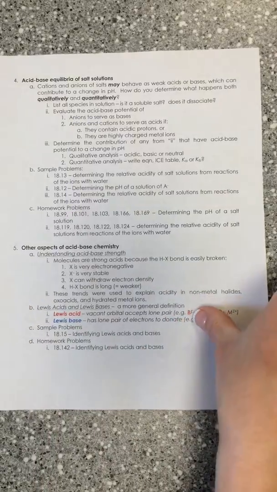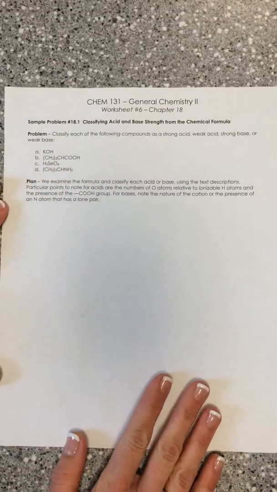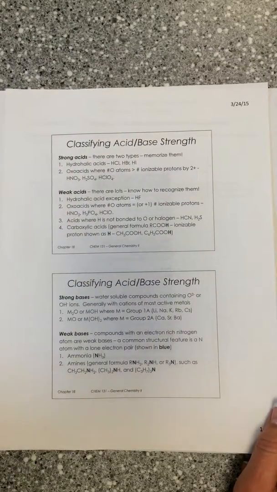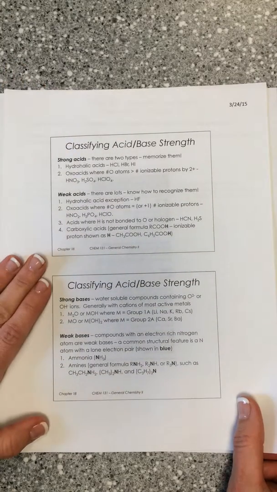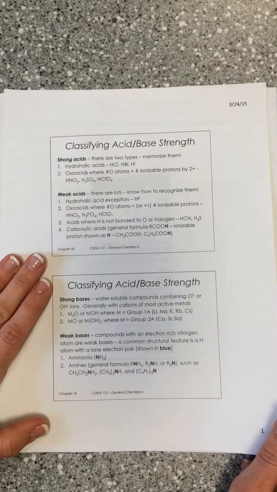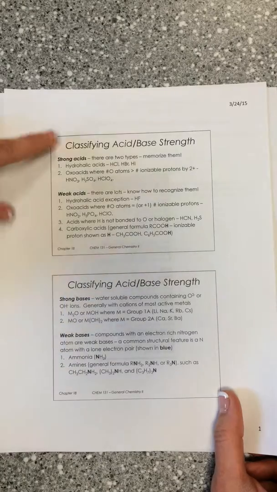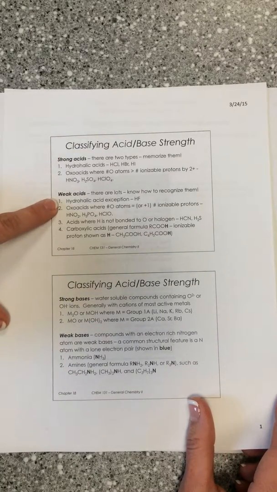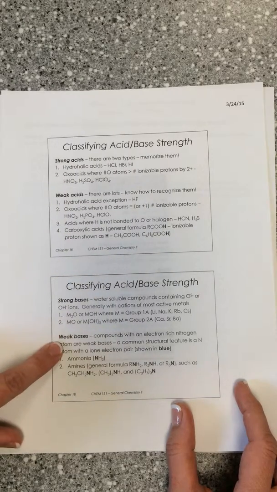Okay, so our first sample problem that we're going to work through here, now that we've reviewed an overview, sample problem 18.1, has to do with just classifying acid-base strength. So I'm just going to highlight a sheet that was given out the day in class that we worked on this, and there were 2 slides that I printed out for you so that you didn't have to worry about taking notes on them. And they're basically the rules for classifying strong acids and weak acids, strong bases and weak bases.